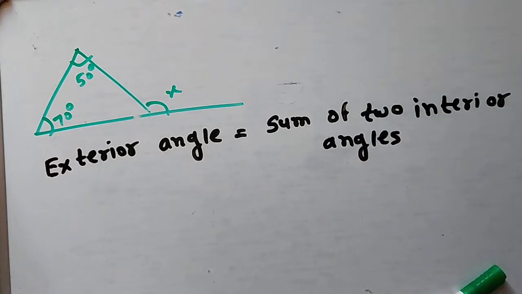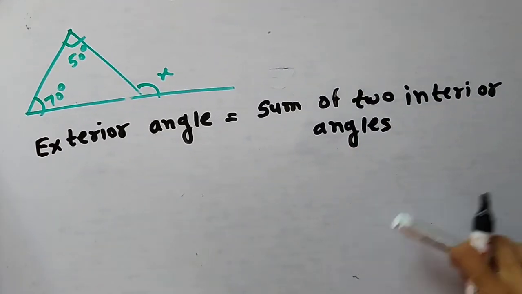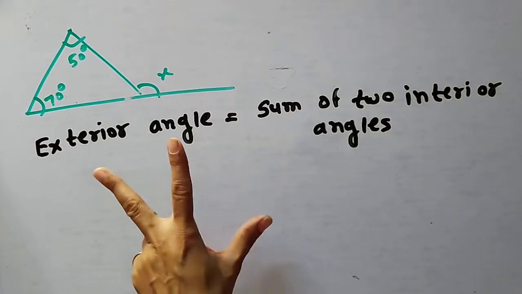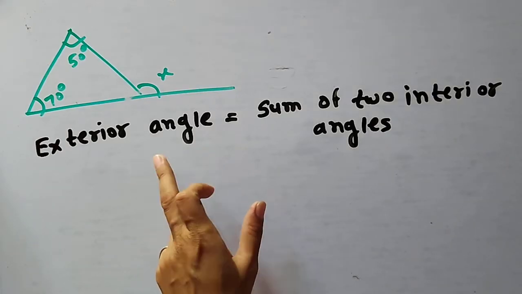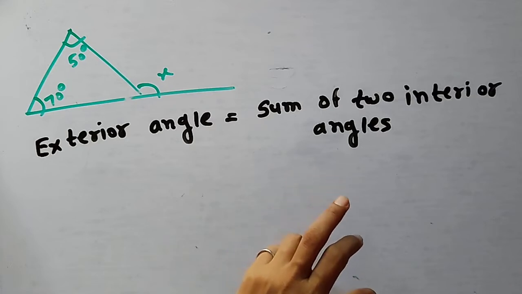Okay, this is your property. This is the exterior angle property of a triangle. So first you have to write the first step: the exterior angle is equal to the sum of the two interior angles.